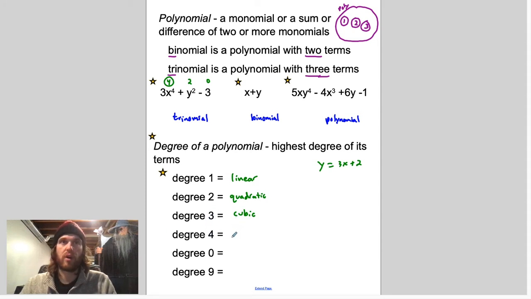Degree 4: there are 4 quarts in a gallon, so quartic is the word we use for that. Degree 5 is called quintic, but you don't need to worry about that for this class. Degree 0 is just a constant.